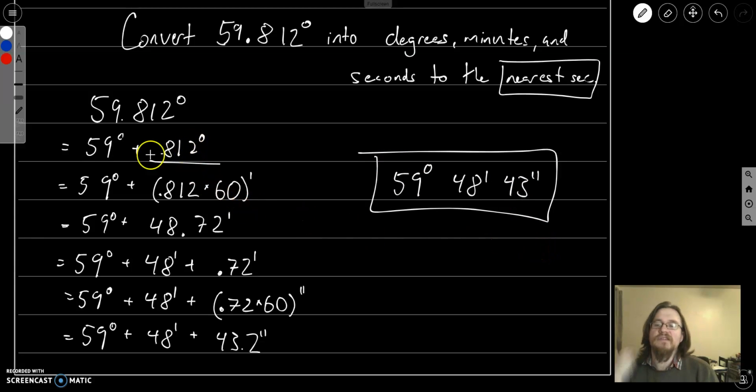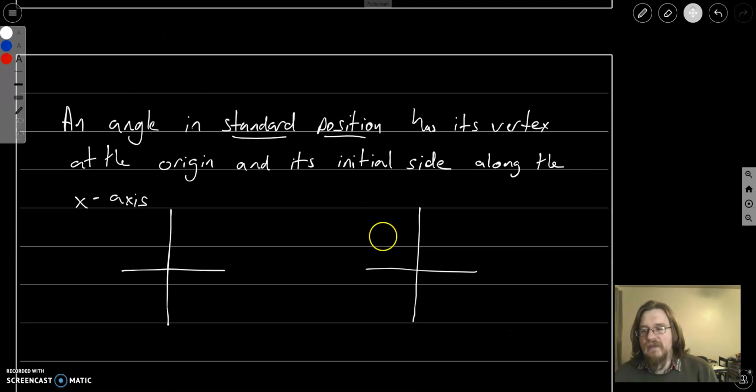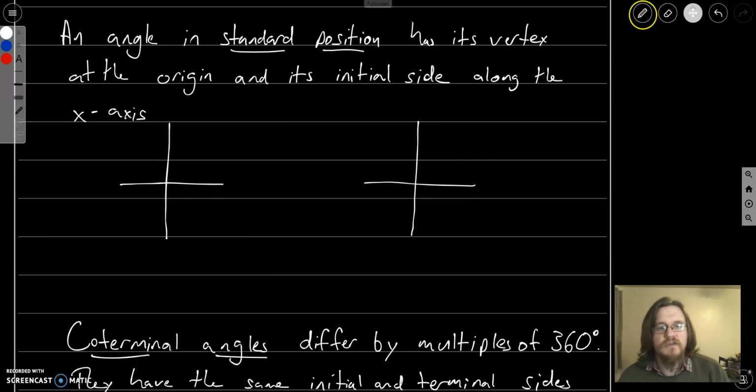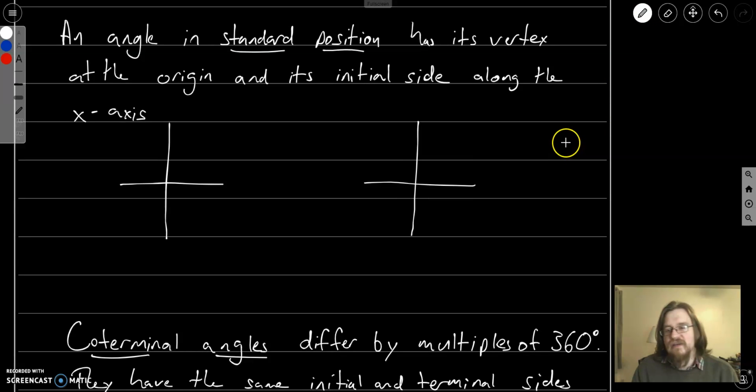So again, we just take whatever's left over, and we convert from degrees to minutes by multiplying by 60. And then we convert from minutes to seconds by multiplying by 60. Cool. And then the last part is just going to be talking about angles in standard position and coterminal angles.